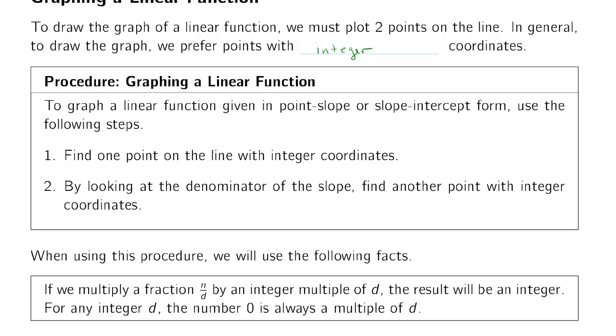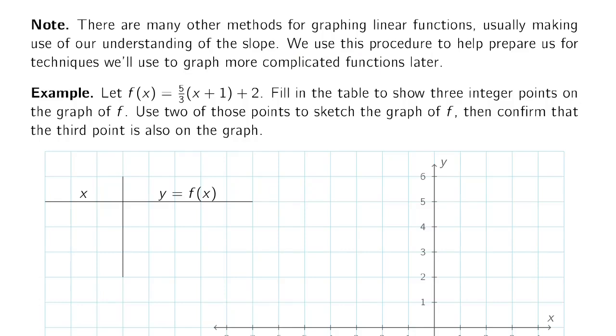The facts about fractions we're using are, first, if we multiply a fraction by an integer multiple of its denominator, we'll get an integer. And in particular, if we multiply it by 0, we're going to get 0, which is an integer.